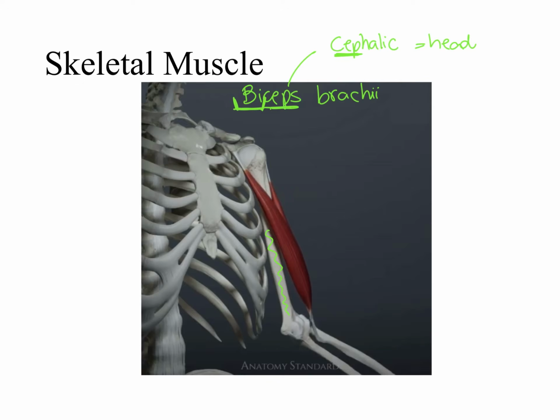The biceps brachii heads are named short head and long head. And we know that the long head of the biceps brachii is always the most lateral one because we have L for long, L for lateral.